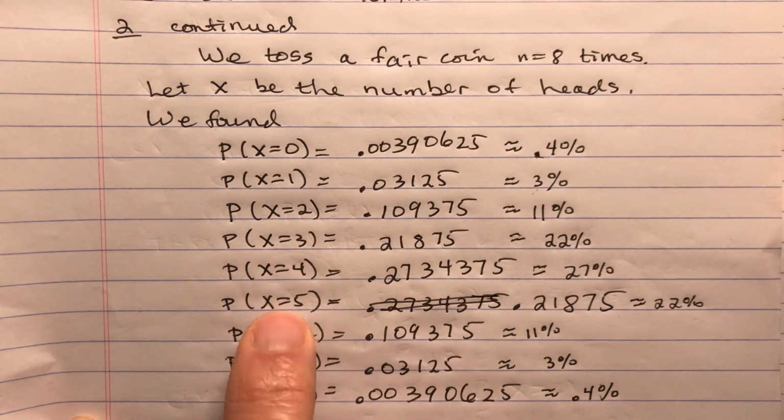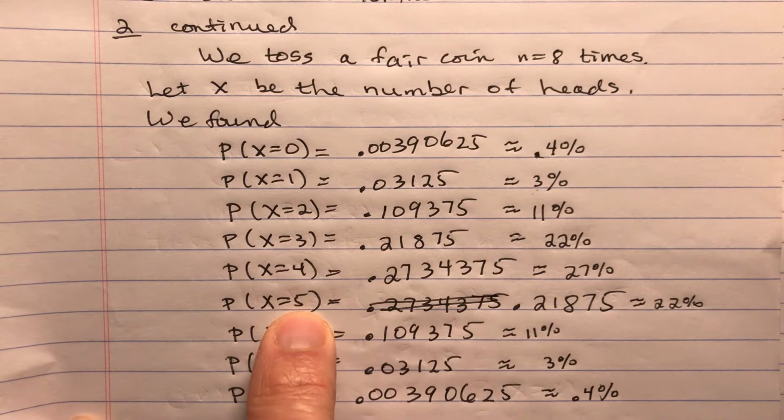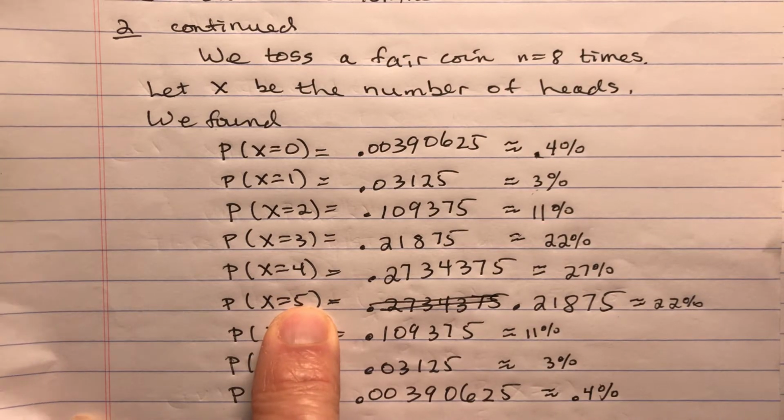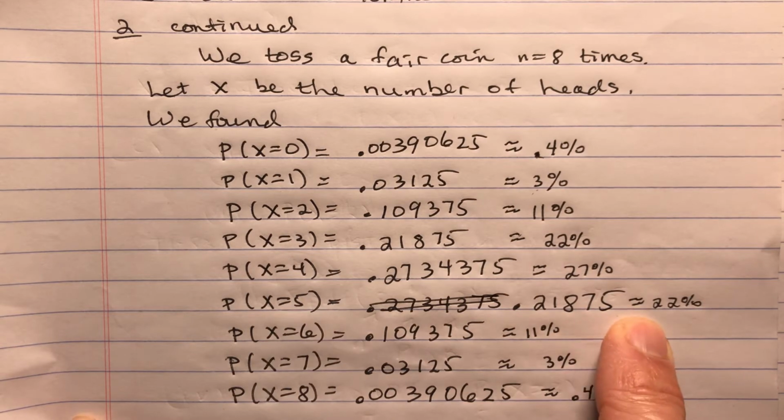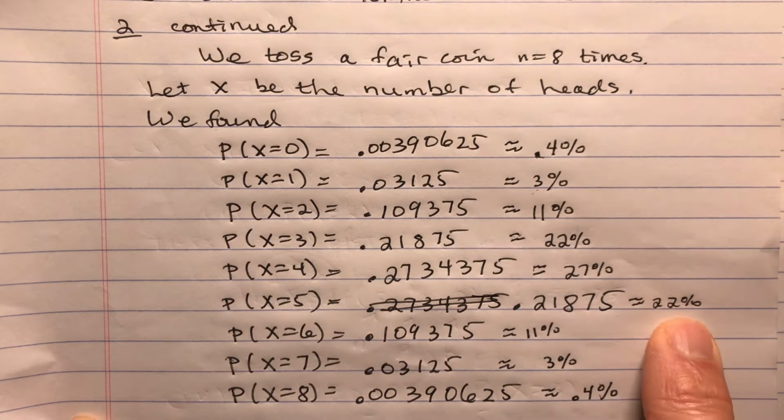Okay, so what is X? Probability X equals 5. That means I get 5 heads, and since it's 8 tosses of a coin, 3 tails. That's 32, or 22%, there.